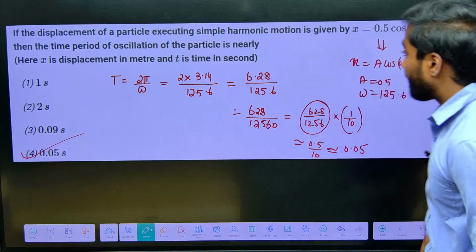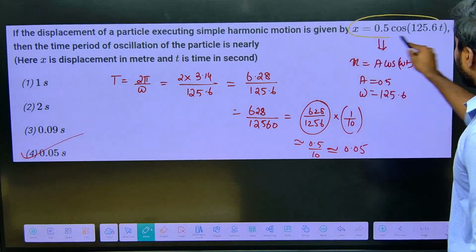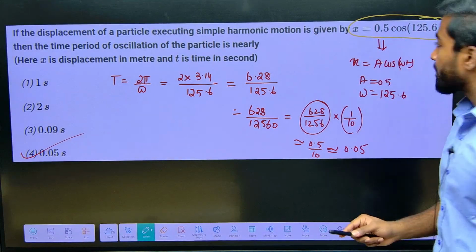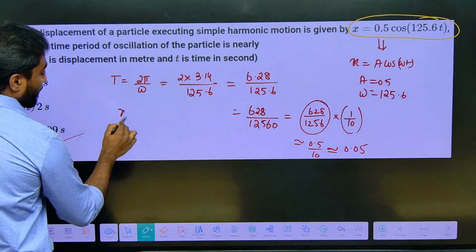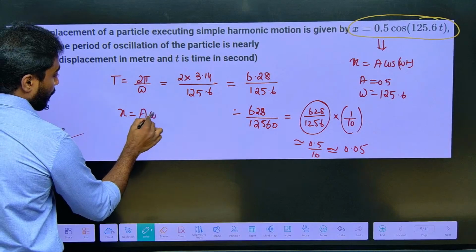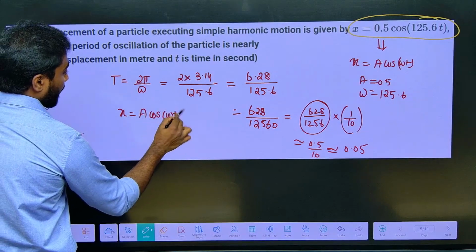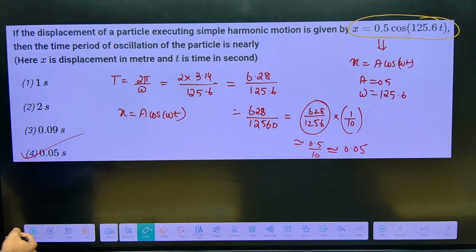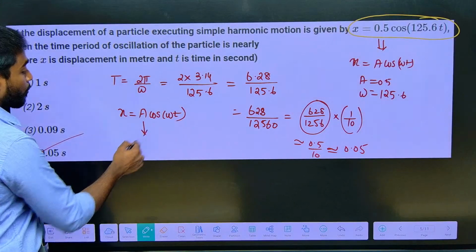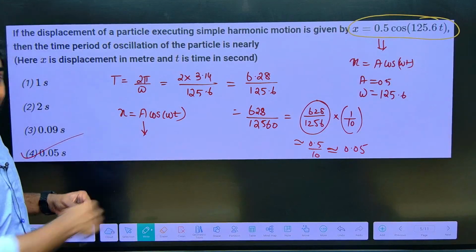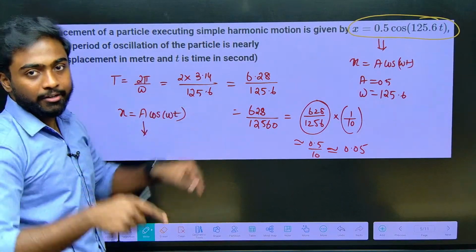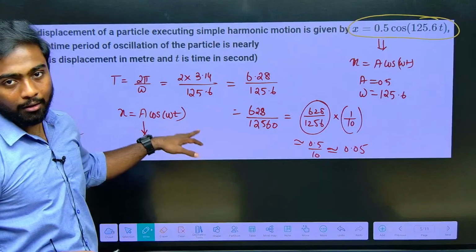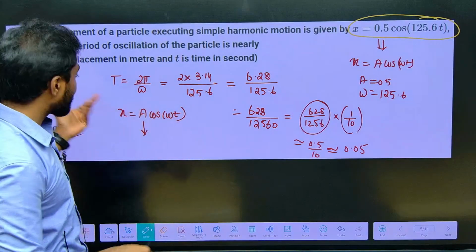Whenever they are giving this kind of equation, try to compare that equation. So this is the displacement equation, no? The displacement equation is x equals a cos of omega t, right? What is a? Amplitude, the maximum displacement, like at each end. And what is omega? Angular velocity, t is time, and x is the displacement.